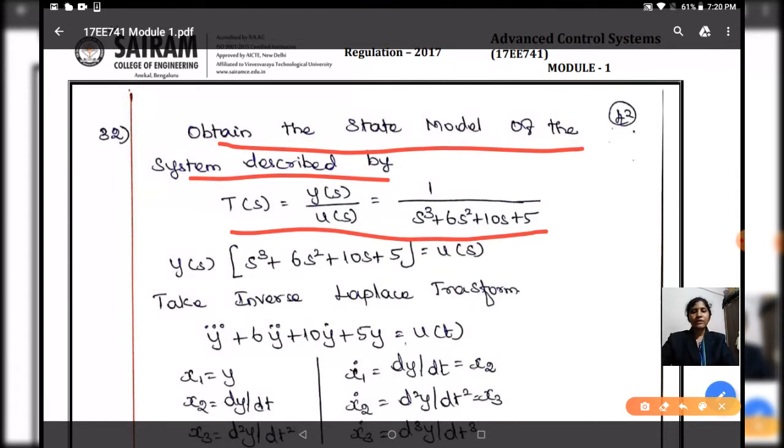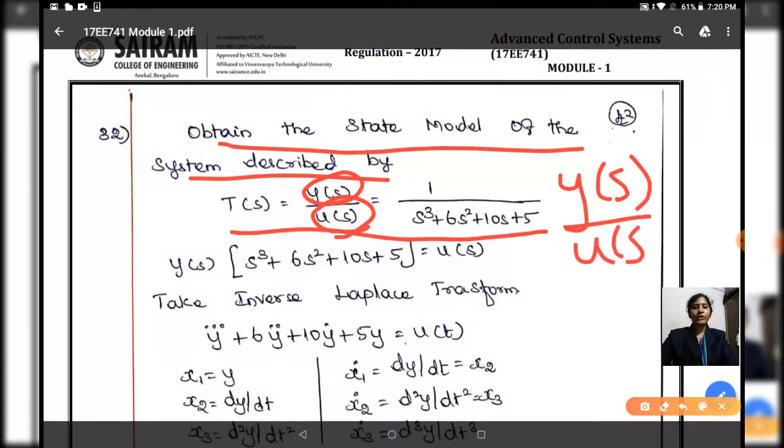We know that the transfer function is output divided by input. In a state model representation, the output is represented as Y of s and the input is represented as U of s. So the transfer function is nothing but the Laplace transform of your output divided by your input. When you cross multiply, you will get Y of s into (s cube plus 6s square plus 10s plus 5) is equal to U of s.